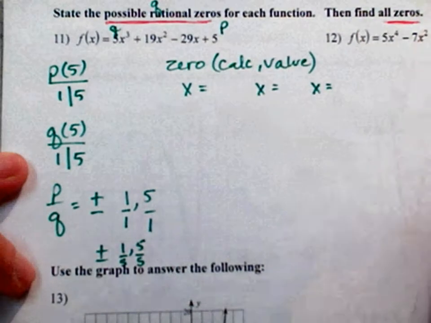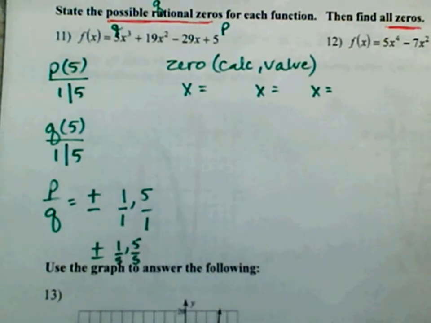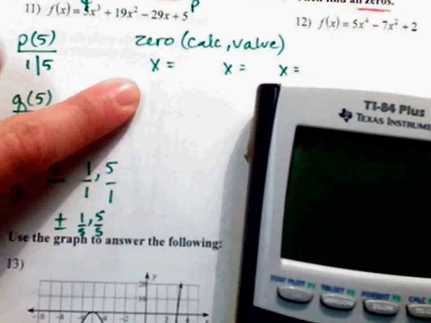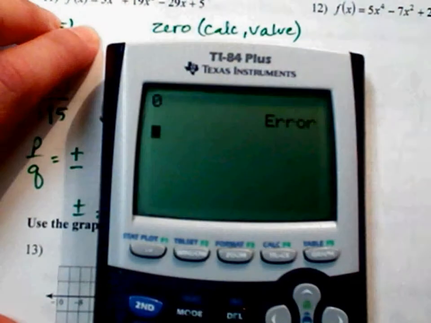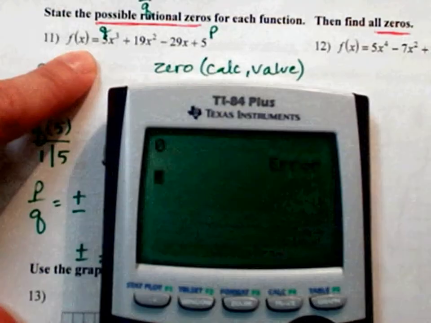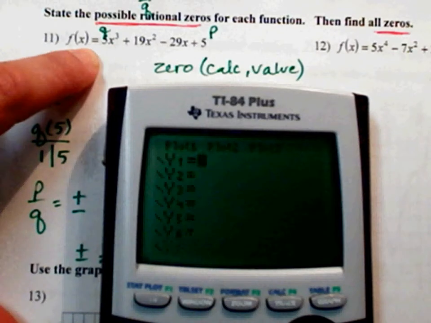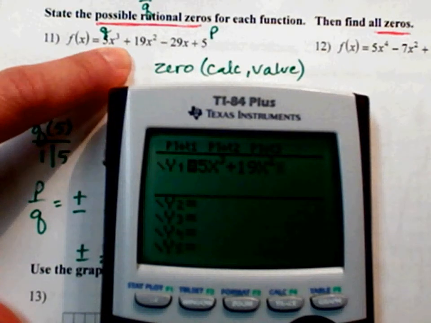In this very first one, let me type this in so I can kind of show you. Here we go. So, you're going to type this equation right here. Go to y equal, 5x raised to the third, plus 19x squared minus 29x plus 5. And I'm going to graph.